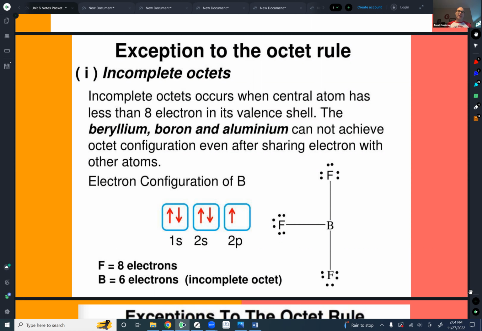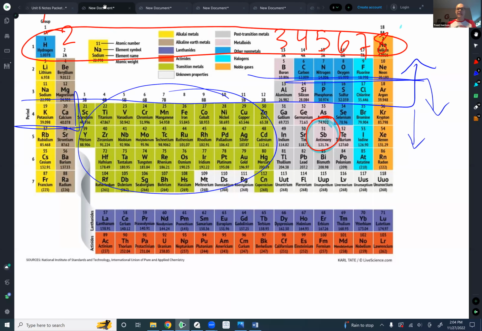All right, so one of the other details that we have kind of skated over is the fact that there are stable duets, and that only happens with hydrogen. We have talked about that, but there are some other exceptions. It happens with beryllium, boron, and aluminum. Those three elements, if you notice, they are at the very start of the periodic table. Let's see if we can get them circled up here.